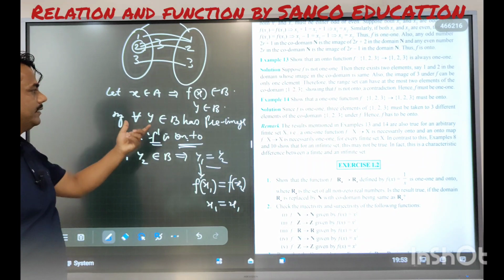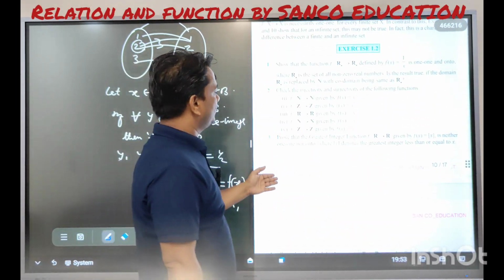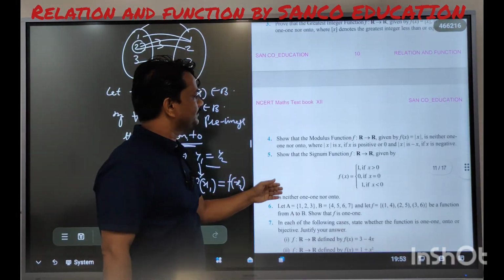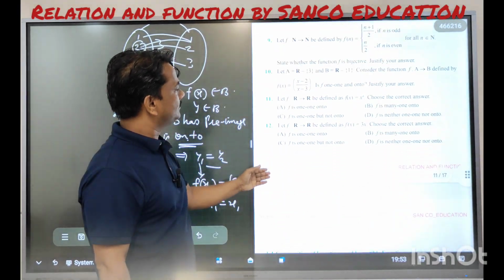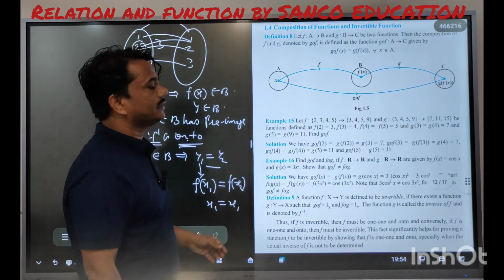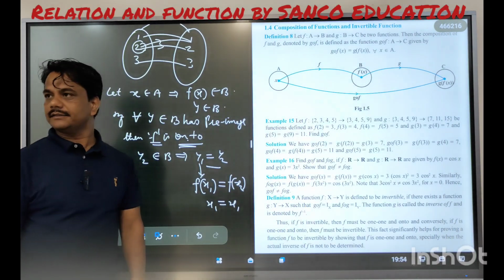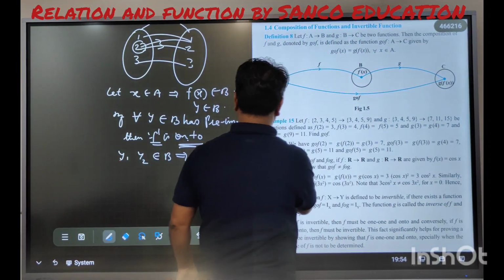You will just give an exemplar proof here. Right now, come on please. Some more questions are given here. You will prove that, and later we'll discuss some more questions. Now composition of function, later I will discuss that. Got it? So I'm revising the concept here.